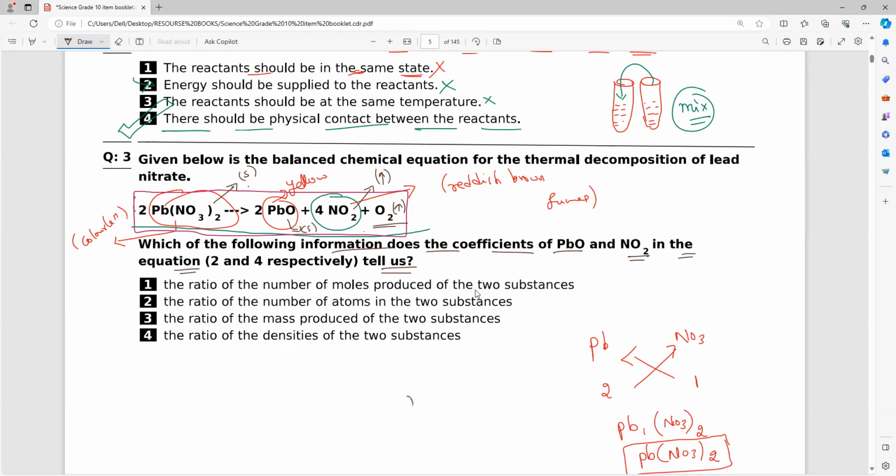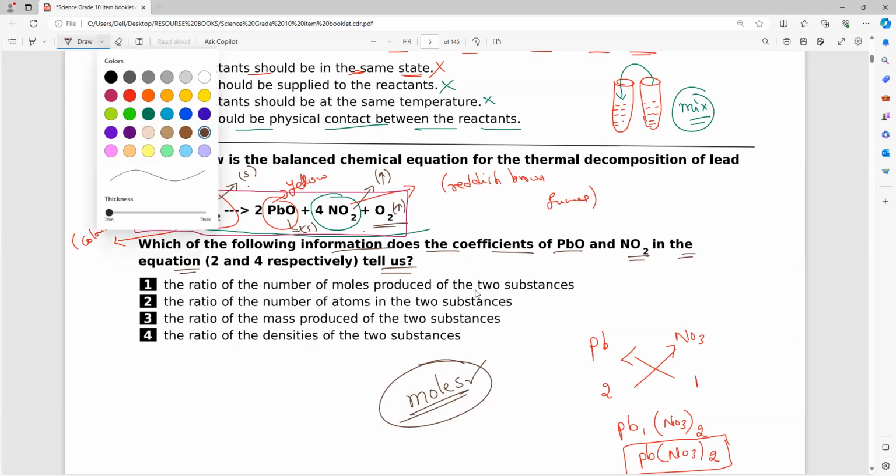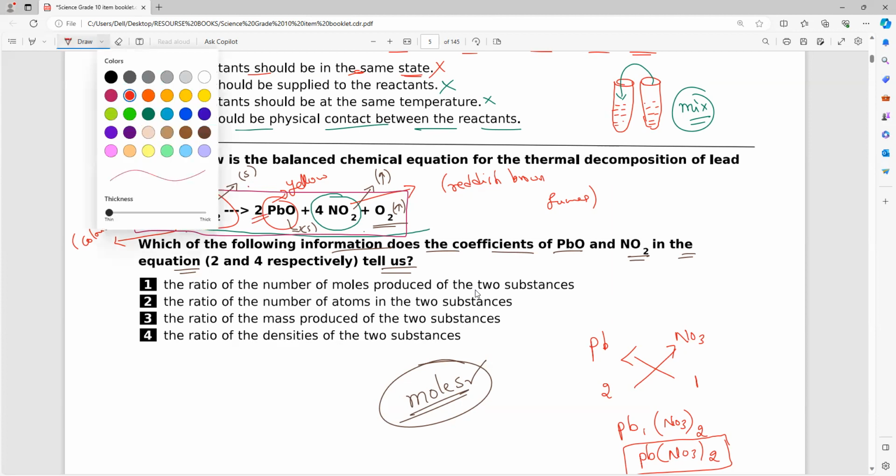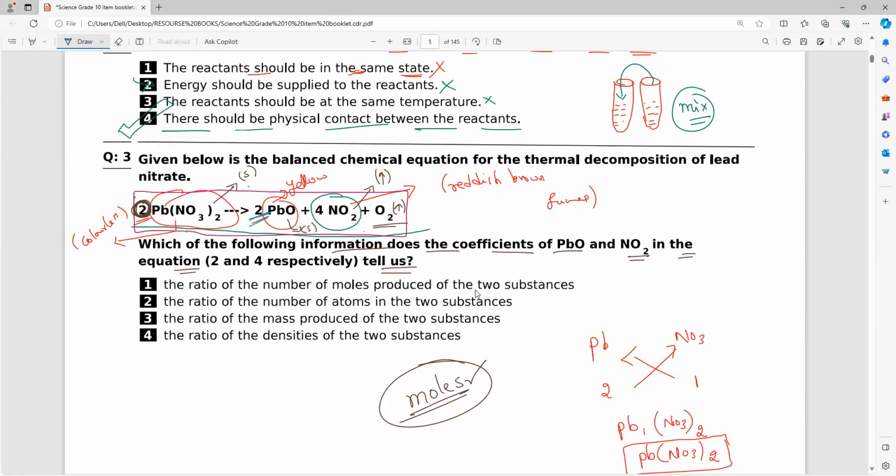Moles. I have taught you, many of you are my old students only. The coefficient speaks about the moles. Here lead nitrate, the coefficient is 2. What does it mean? 2 moles of lead nitrate. Here 2 PbO means 2 moles of lead oxide. And 4 NO2 means 4 moles of NO2. And here nothing is there. Coefficient means in the sense of 1.